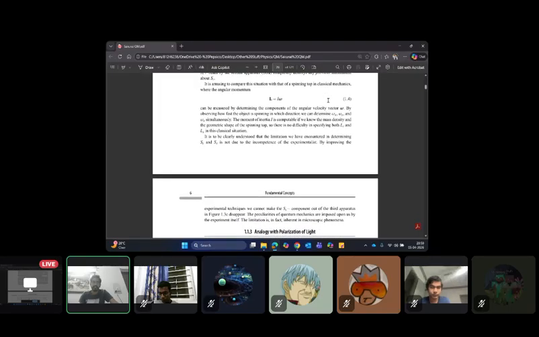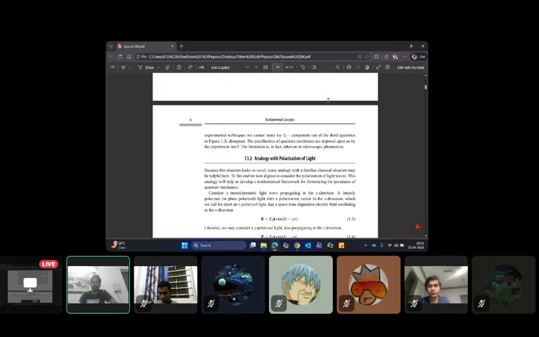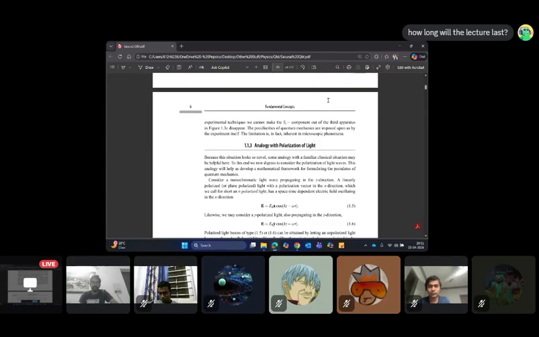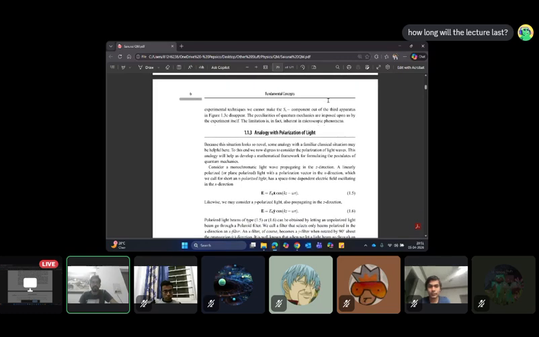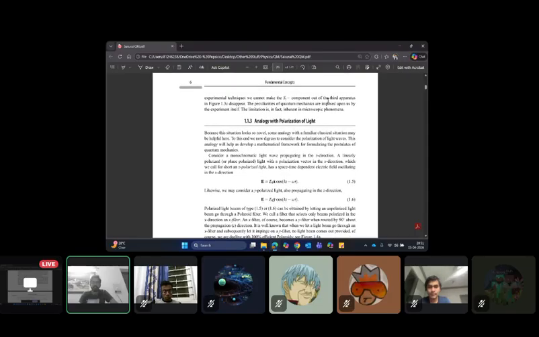Cool. It is to be clearly understood that the limitation we have encountered in determining Sz and Sx is not due to the incompetence of the experimentalist. True, fair enough. By improving the experimental techniques, we cannot make the Sz minus component out of the third apparatus in figure 1.3 disappear. The peculiarities of quantum mechanics are imposed upon us by the experiment itself. The limitation is in fact inherent in microscopic phenomena. Okay.